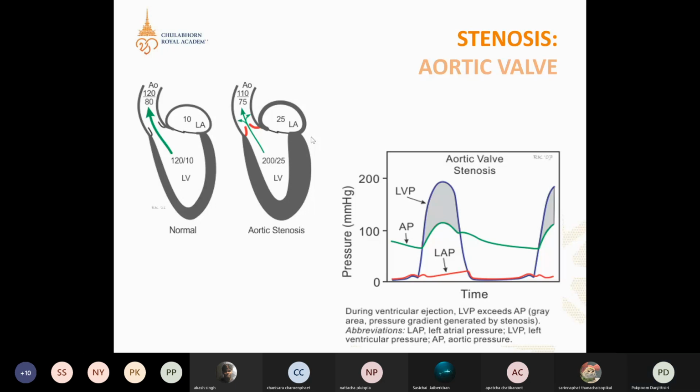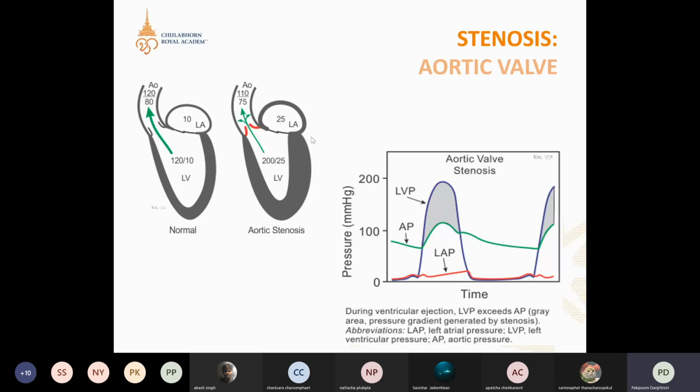So definitely it will cause a pressure gradient between the two chambers across the valve. And you have to think of which phase of the heart will be affected. Aortic valve stenosis will definitely be affected during systole. That means the left ventricle is contracting to pump out the blood into the aorta.